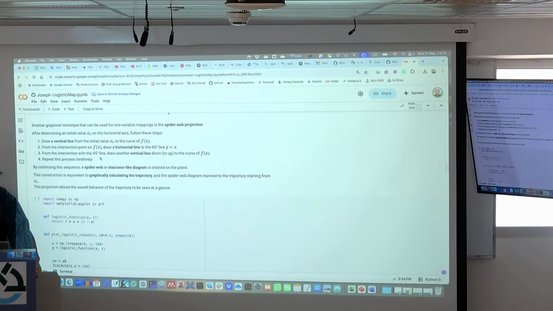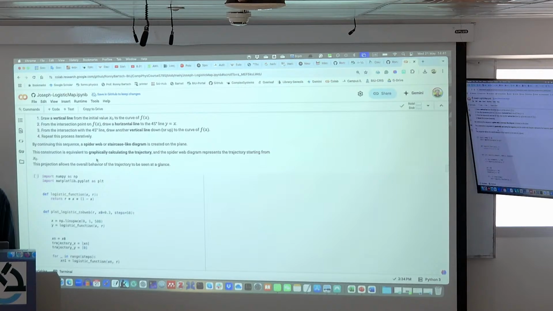Draw a vertical line from the iteration down to the curve, and then repeat this process. By continuing the sequence, a spider web or staircase-like diagram is created on the plane. This is how the trajectory is completed graphically, and the spider web diagram represents the trajectory starting from x0.